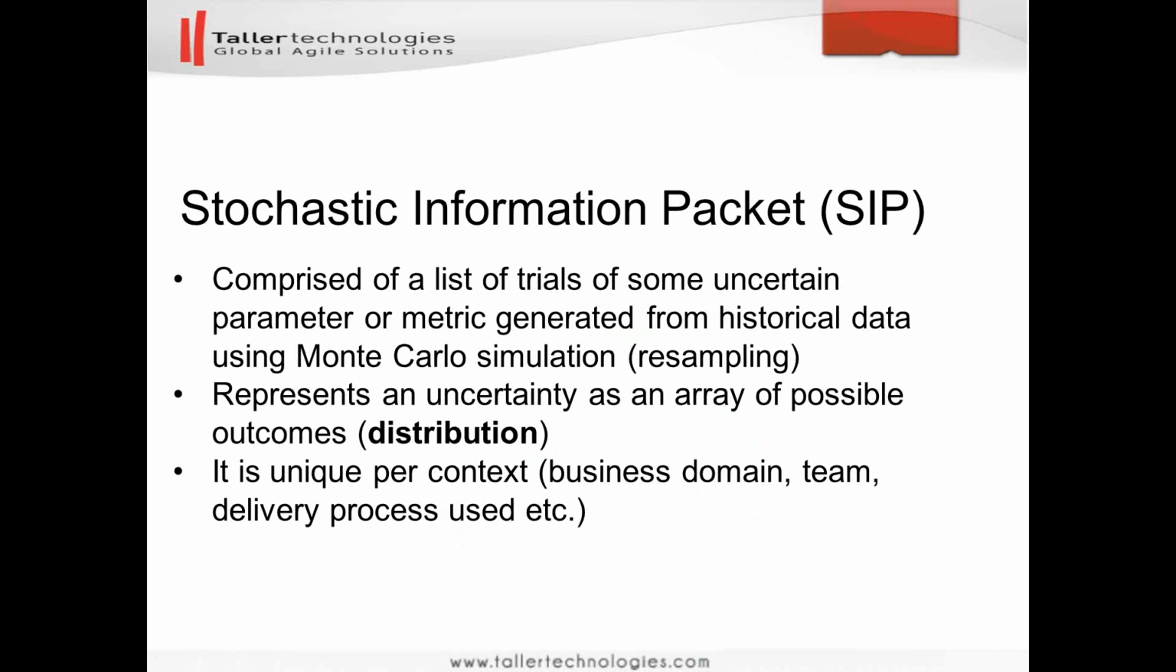If we do have historical data about the average tag time, it will be invalidated if any of the following happens. For instance, the team structure is changed, development process is changed, technology being used is changed. If anything of the above is changed, all historical data will be invalidated, and the stochastic information packet itself will be invalidated. So we will be collecting stochastic information packets, and I'll show you shortly.